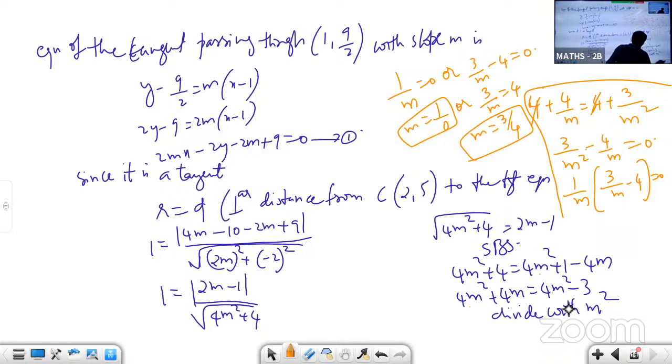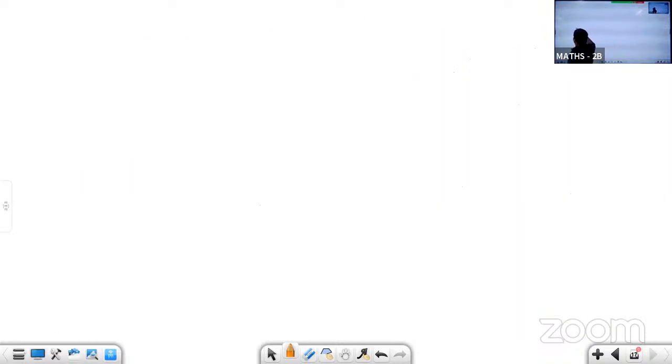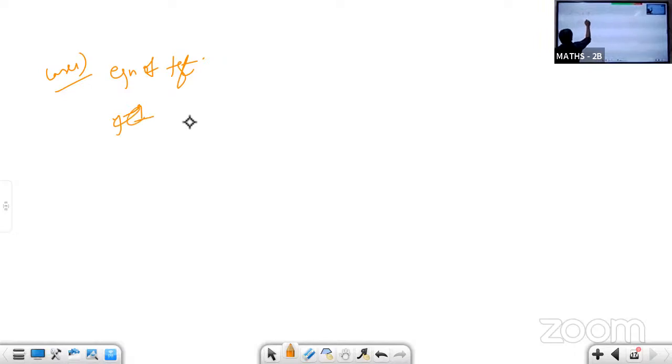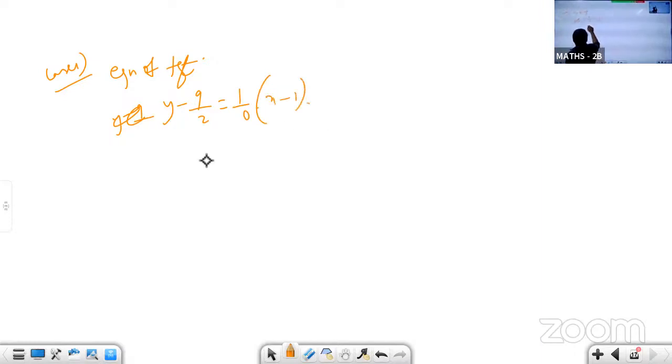Now substitute in your case 1. What is your case 1? Equation of tangent. What was it? y minus 9 by 2 equal to m, no? m is nothing but 1 by 0, right? (x minus 1). 1 by 0 means 0 equal to x minus 1. So x minus 1 equal to 0 is one of your equations.